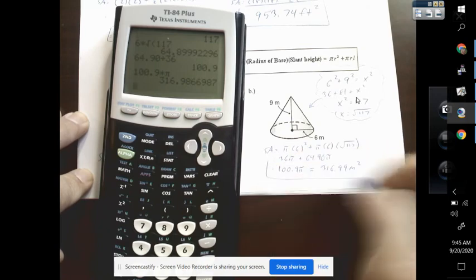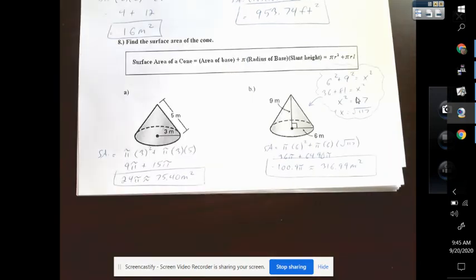Slant height definitely makes things a little bit more difficult, but again, it's a simple use of Pythagorean theorem. If you're struggling with Pythagorean theorem, let me know so I can show you some more examples of it.